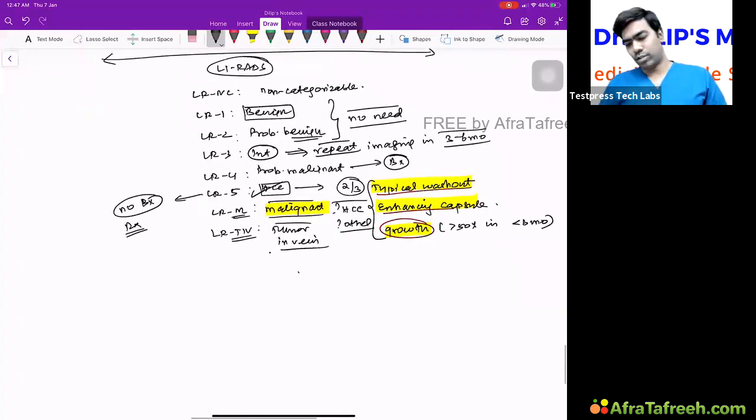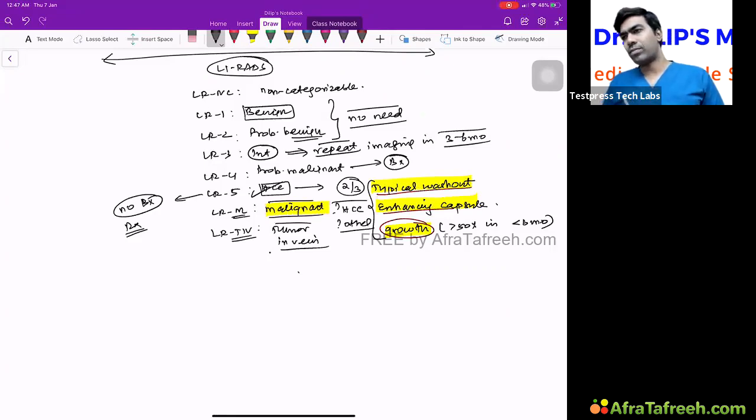This is LIRADS. So LRNC, non-categorizable lesion, you're going to repeat imaging with a different modality or with the same modality after 3 months. LR1 and LR5 are clear cut. LR1 definitely benign, LR5 definitely HCC with all characteristic features. LR5, no need to do anything, straight away start treatment, it is HCC, no need of any biopsy.